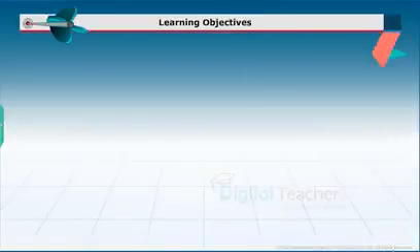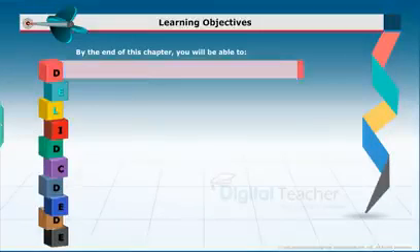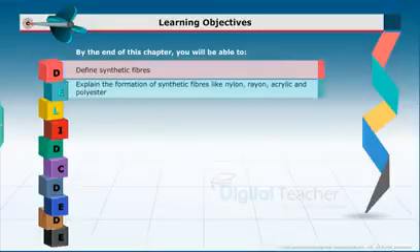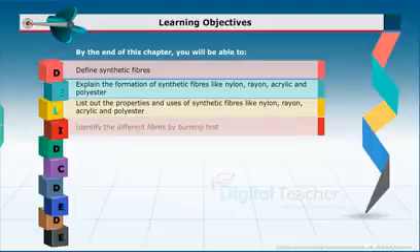Learning objectives. By the end of this chapter, you will be able to define synthetic fibers. Explain the formation of synthetic fibers like nylon, rayon, acrylic, and polyester. List out the properties and uses of synthetic fibers like nylon, rayon, acrylic, and polyester. Identify the different fibers by burning test.